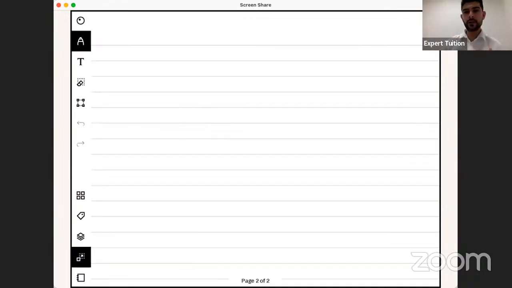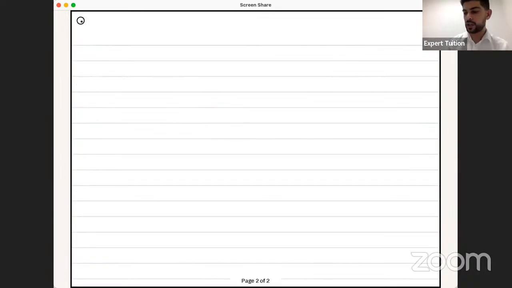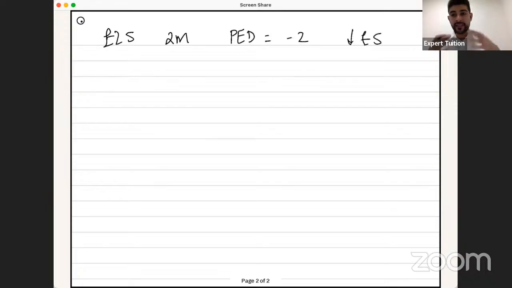Right, the key features of the question were that they were initially charging £25. They had 2 million customers, and they conducted that the PED was -2, and they were cutting their price by £5. Okay, right. Let's lay this out step by step, one thing at a time, yeah? Now, because I'm trying to work out the change in total revenue, it makes sense to start off with the initial total revenue. So let's work out what that is.